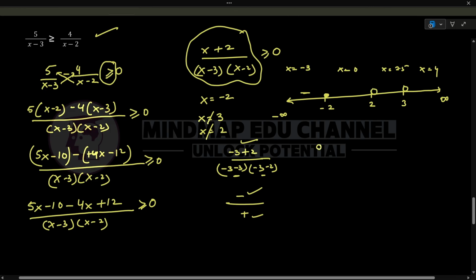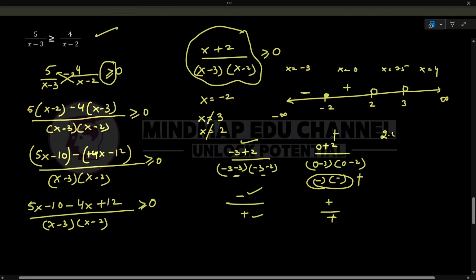Let's plug in 0. So it will be 0 plus 2 over (0 minus 3)(0 minus 2). Are we doing this correctly? It's 0 plus 2, so here it is 0 minus 3, and here it is 0 minus 2, so minus times minus will become plus. So plus over plus, so it is a positive result.